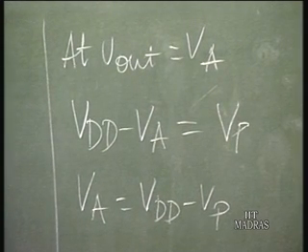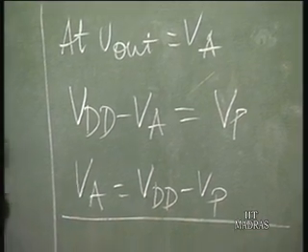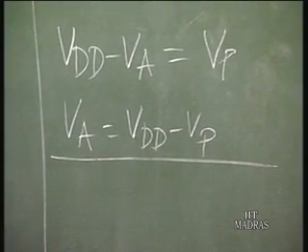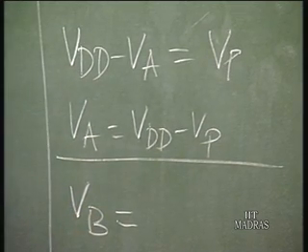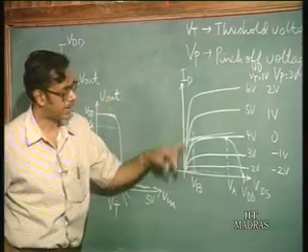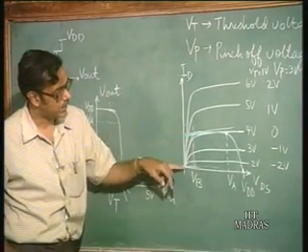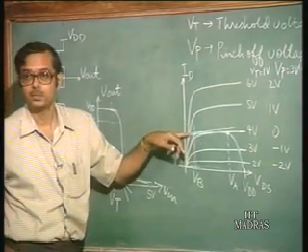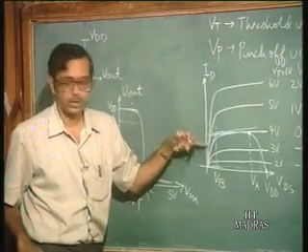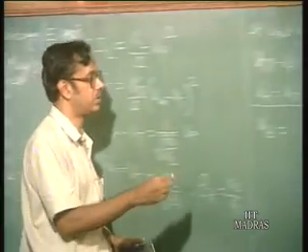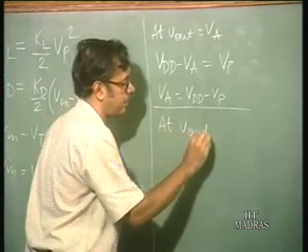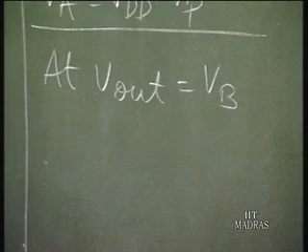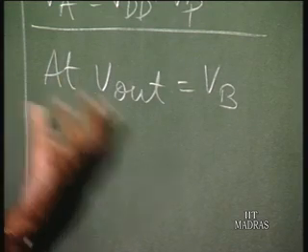So this is equal to VA. We have already found that. The other voltage is VB, which we will have to find out. If you go back to this characteristics, VB is the voltage at which the driver transistor goes to saturation. So at V out equal to VB, the driver transistor is going to saturation.